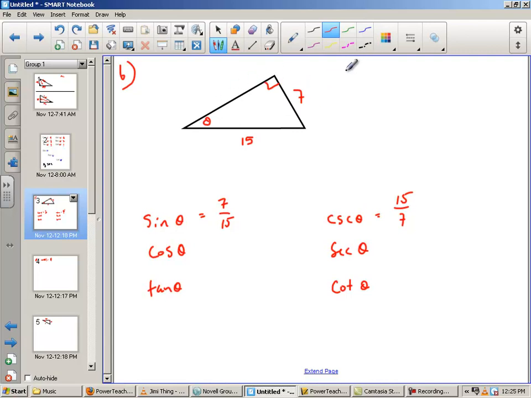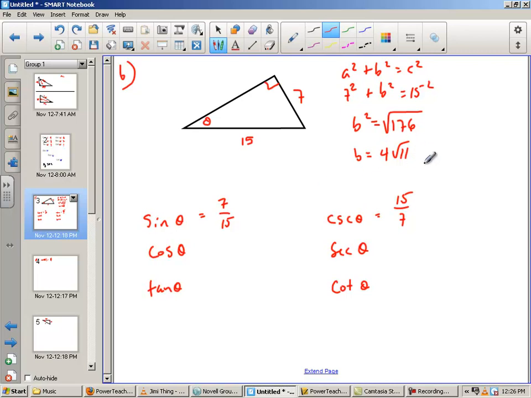To find this adjacent side, though, I'm going to use Pythagoras Theorem, which is a squared plus b squared equals c squared. So right now I'll have 7 squared plus b squared equals 15 squared. And if I have b squared, it will be 15 squared minus 7 squared, which is 176, if I'm right. I believe so. And that does not have a perfect square root, but it is divisible by 16. So if I take the square root of that, I will get 4 root 11.